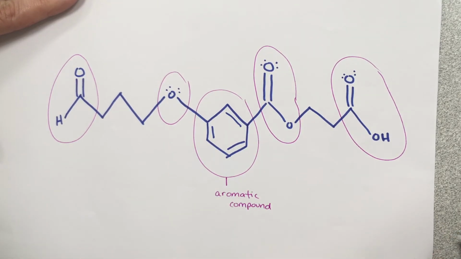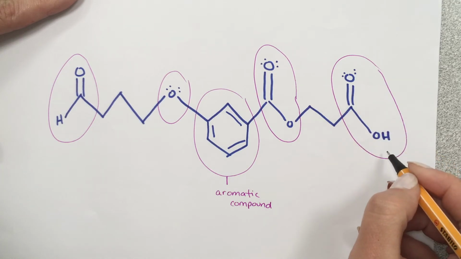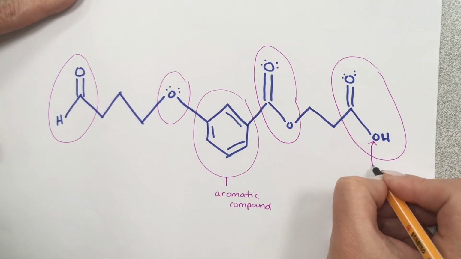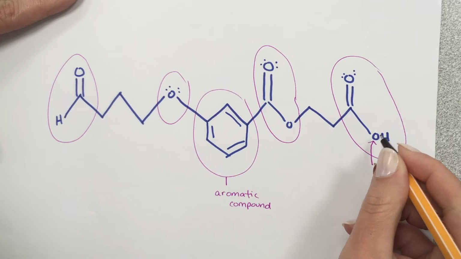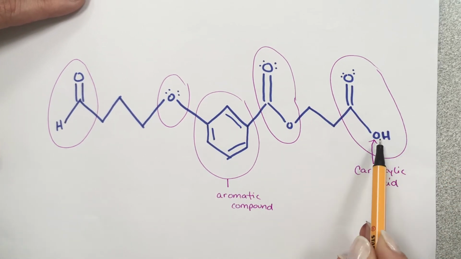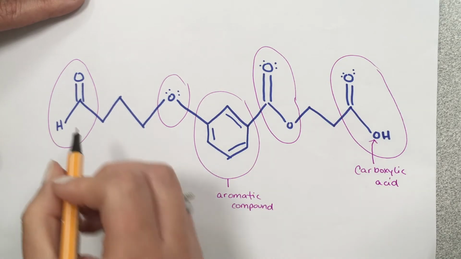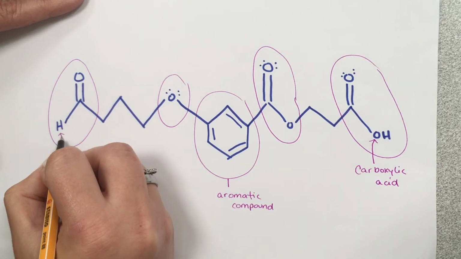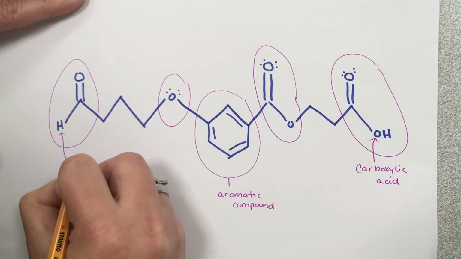Next, something that you need to recognize is here. So this is terminal, but it has the oxygen and not the hydrogen. So when it's terminal and has an oxygen, this is a carboxylic acid. If it's terminal with no oxygen, just a hydrogen, that indicates that it's the aldehyde.